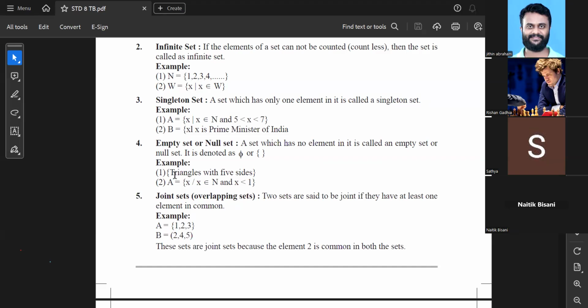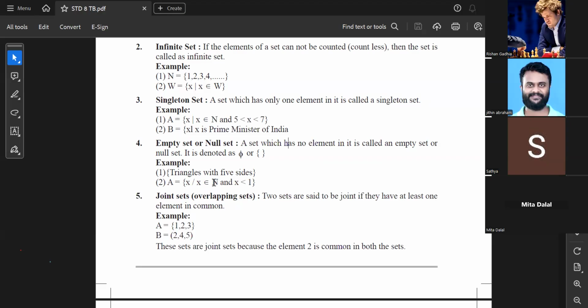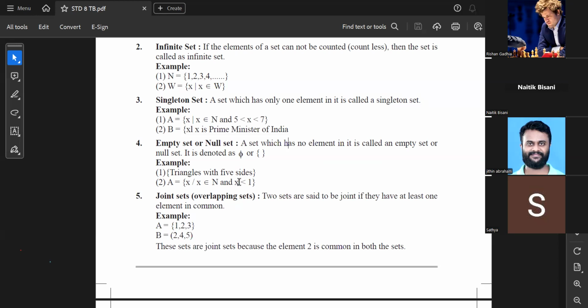Now, for example, if a set consists of a triangle which has 5 sides, we know that there is no triangle in the world which has 5 sides, or 4 sides, or 2 sides. Another example is where x is a natural number and x is less than 1. There is no such natural number which is less than 1. We are very clear of that. So, this is a null set or empty set.